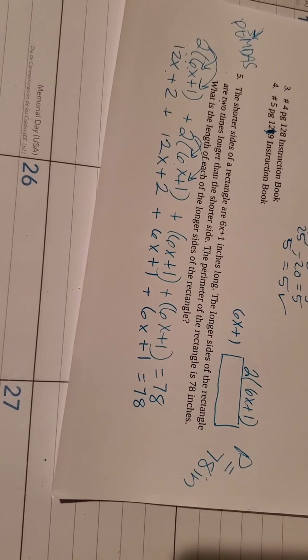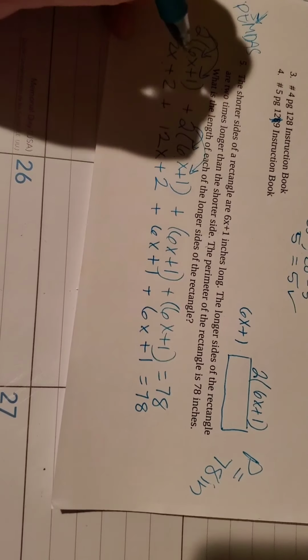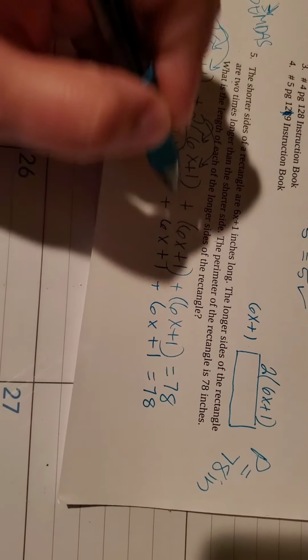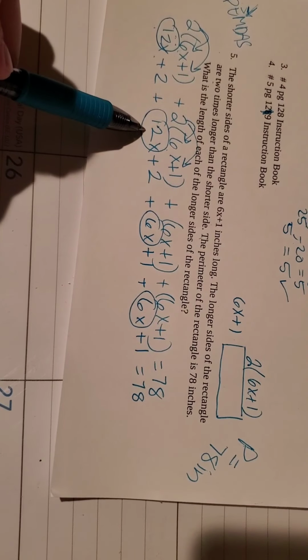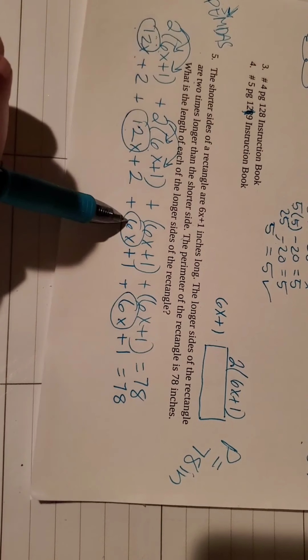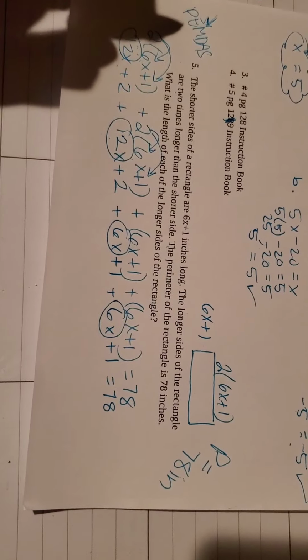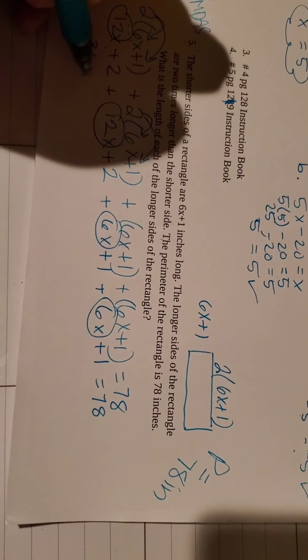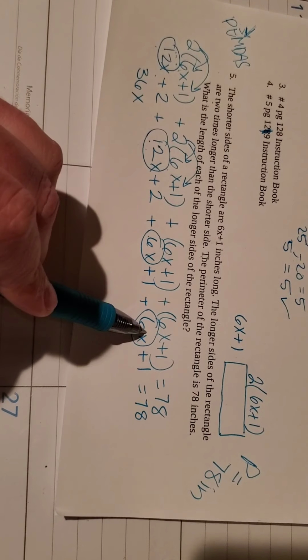All right. Next thing we want to do is add all our x's together. So I have 12x plus 12x plus 6x plus 6x. 12 plus 12, that's 24, and then 6 plus 6 is 12. So 12 plus 24 gives me 36. So I have 36x. Remember, 12 plus 12 plus 6 plus 6 gives me 36.